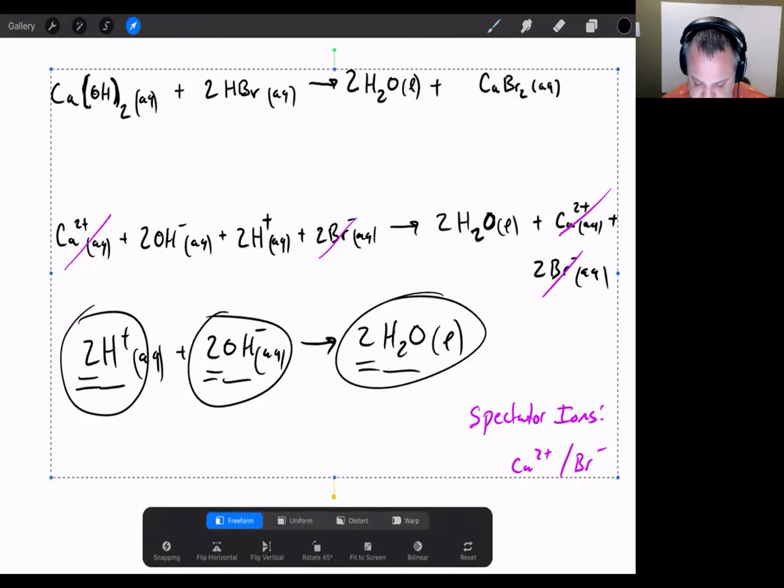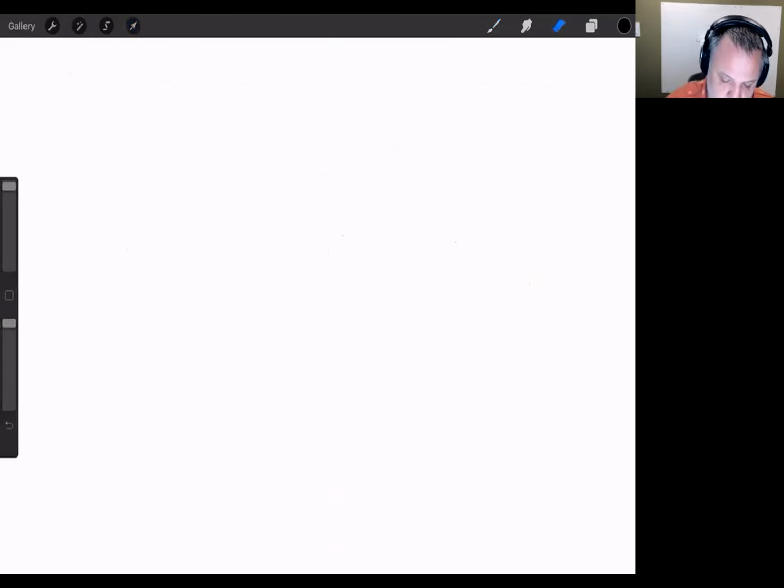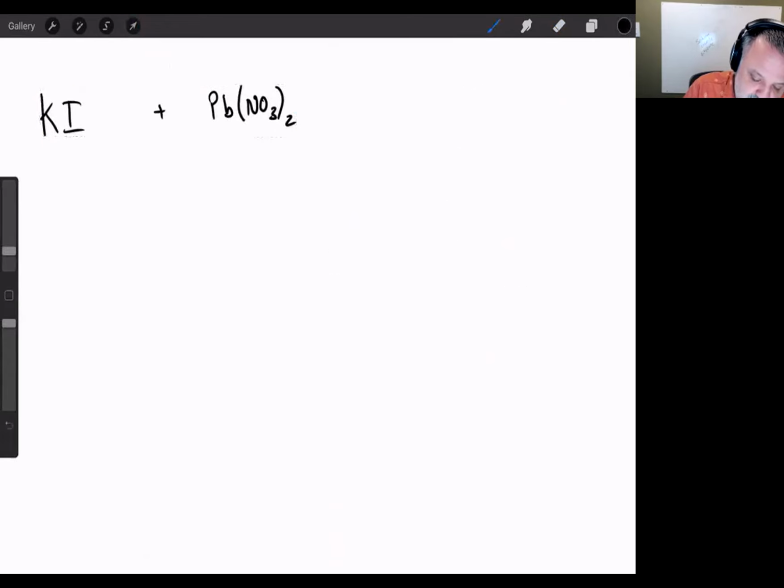All right, let's go back to... I just want to create just 2 more examples. Let's go with potassium iodide plus lead 2 nitrate. Let's do everything for this one.